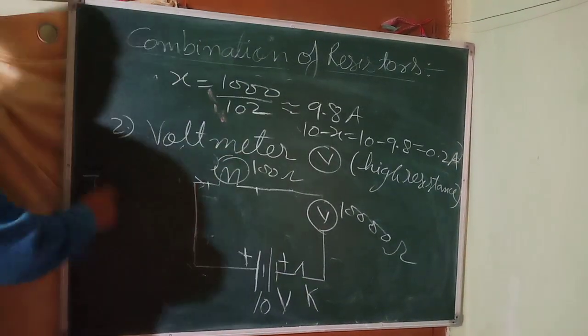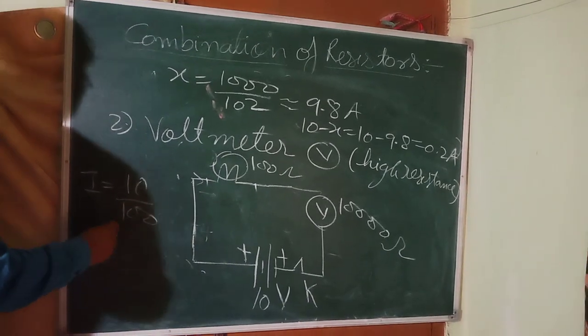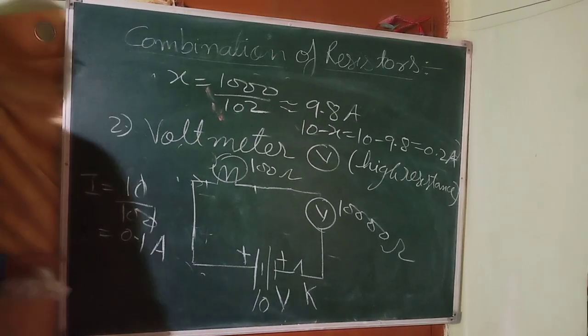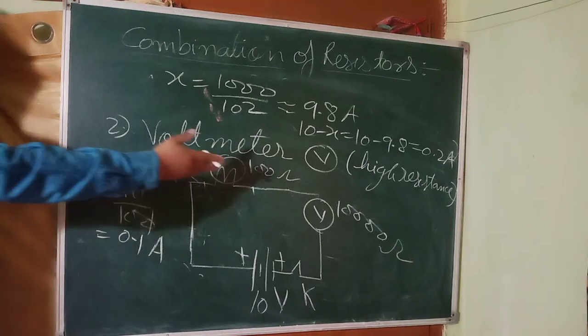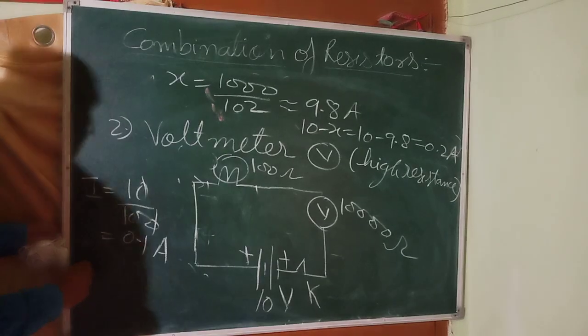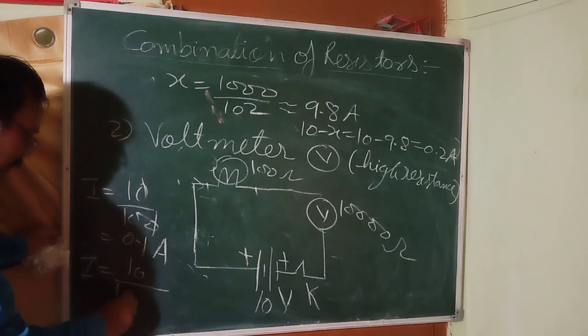If the voltmeter is not connected, then we can write 10 by 100. So what will we get? One 0 cancels out. We will get 0.1 ampere. So 0.1 ampere current it was drawing and it was glowing. But what happened? As you connected the voltmeter, the resistance has become 10,100. So I is equal to 10 by 10,100.